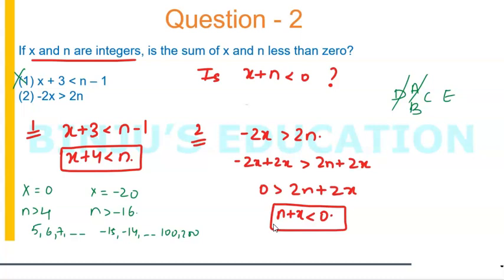This is basically what was asked in the question: is x plus n less than 0? So we are getting a conclusive answer, which is basically yes. Hence statement 2 alone is sufficient, which means our answer in this case is simply option number B, and that's it. Okay, let's move on. Pause the video and try this question, please.